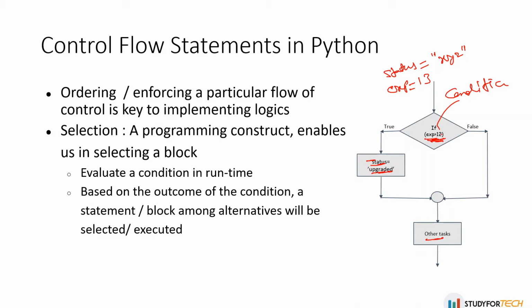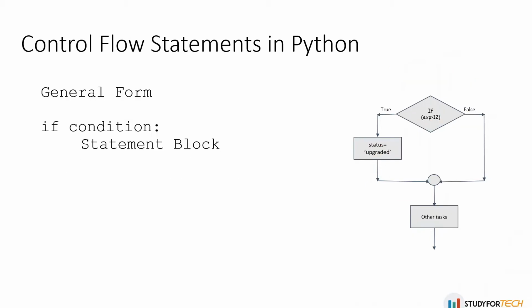And then if you print the status, it will print upgraded, not what we initialized earlier. And if this condition is evaluated false, then it will come here and the status would be printed as xyz in case of false, and upgraded in case of true. So this is the general form of control statements. We have an if, here it is the condition, which is nothing but this one, and we have to give it, and then a statement block.